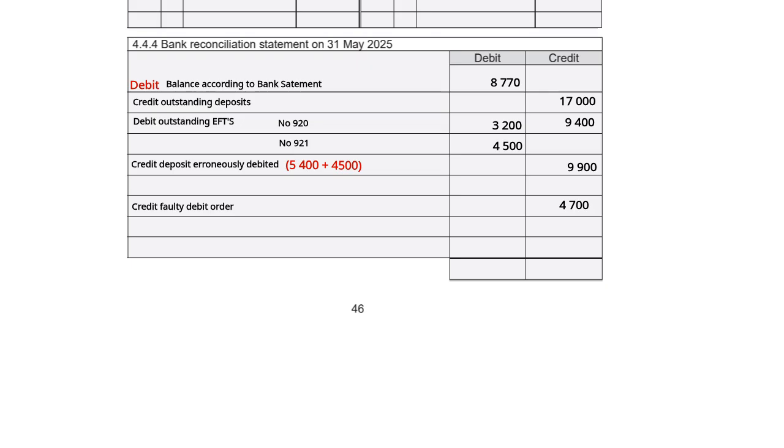And then M, the bank debited a particular EFT 123 for 1,400 Rand against the entity's account. This EFT was drawn by SOP Stores and incorrectly debited against the account of Sophia Stores. So the bank statement had the error, so we have to fix it in our bank reconciliation statement. So we're going to say credit faulty EFT 123, 1,400 Rand in the credit column.